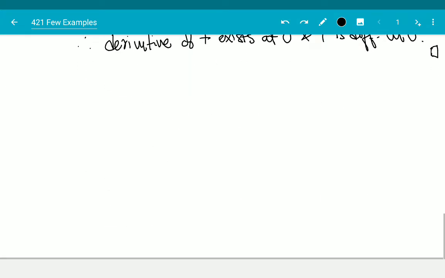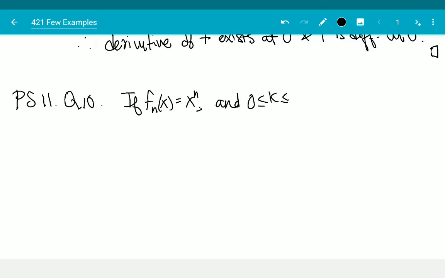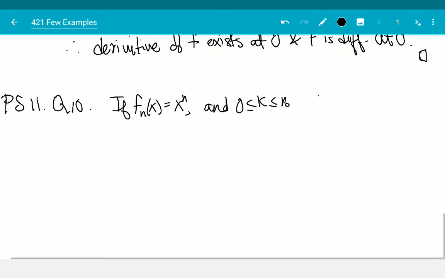Okay, let us now look at an example from problem set 11. Problem set 11. I'm going to do question 10. It says if fn of x is equal to x to the n and 0 is smaller than or equal to k, smaller than or equal to n.